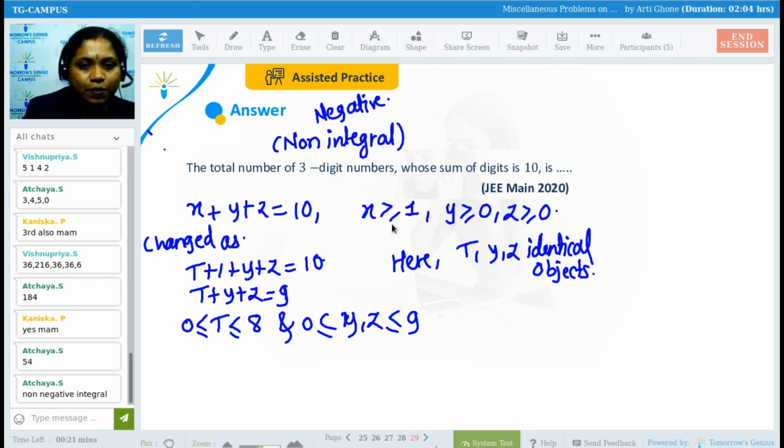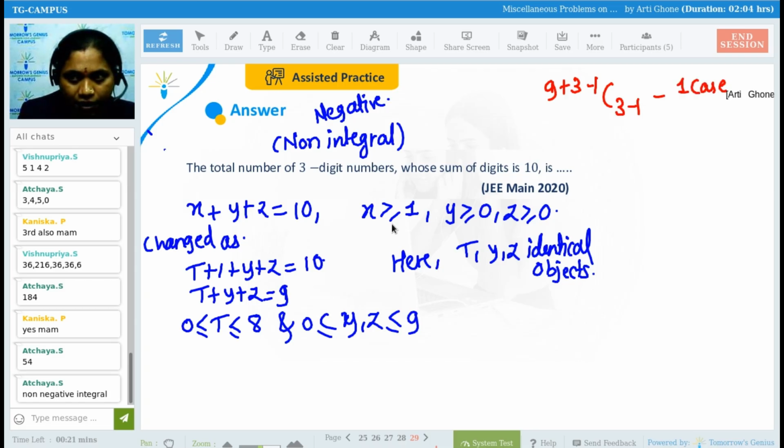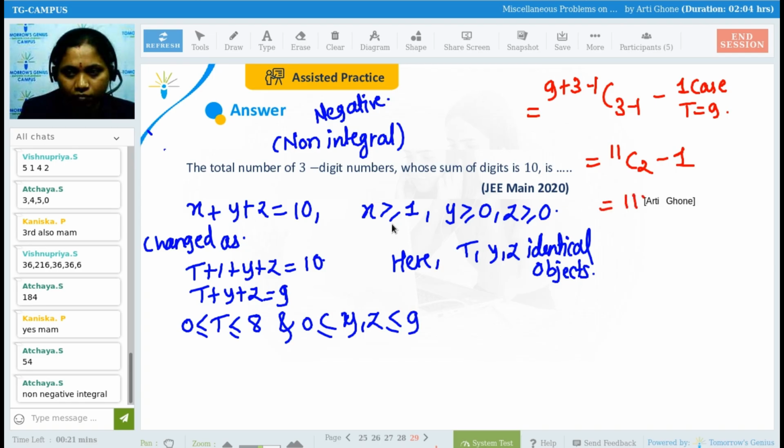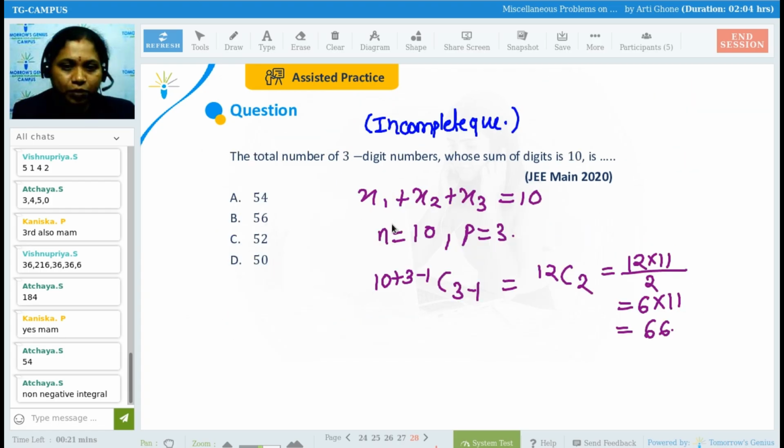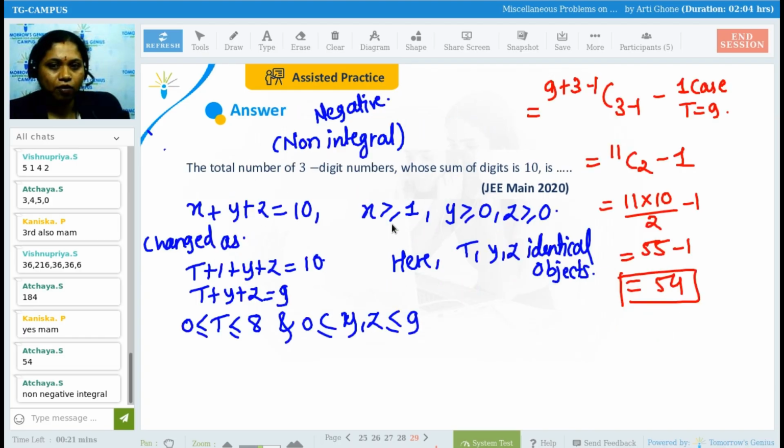Okay. So what is the application of Beggar's method over here? I have directly applied Beggar's method: 9 plus 3 minus 1 C 3 minus 1, minus 1 case, that is t is equal to 9. What is the total answer? So 54 will be the total number of non-negative integral solutions. Clear?